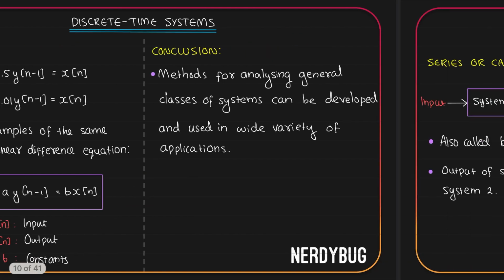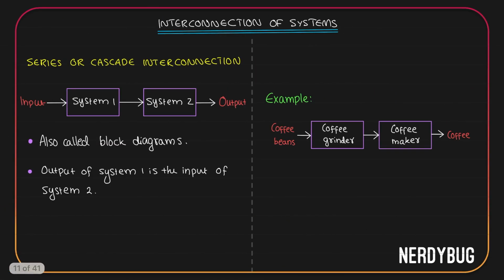The next topic we are learning is interconnection of systems, because many real life systems are actually interconnections of subsystems. There are different ways in which we can interconnect systems. The first one is series interconnection, or you can call it cascade interconnection. In series interconnection, we connect the systems like this. This is an example. You can see we're giving input to system 1. Its output is given as input to system 2, and then we're taking the output. These are also called block diagrams.